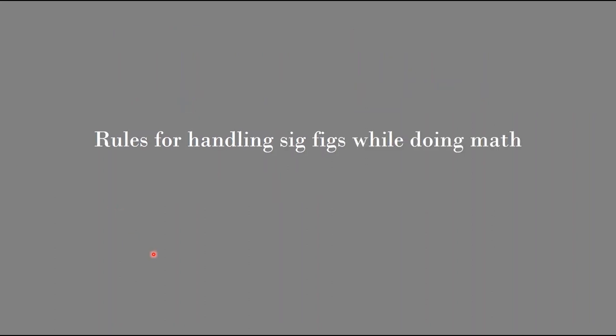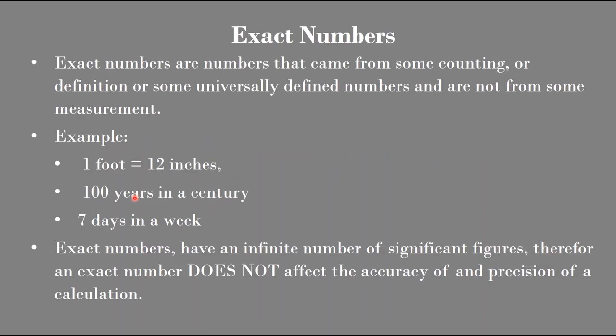Okay. Our next topic is rules for handling significant figures while doing math. Before we look at those rules, let's have a quick review of exact numbers. Exact numbers are numbers that came from counting or definition or some universally defined numbers and are not from some measurement. These numbers have an infinite number of significant figures.